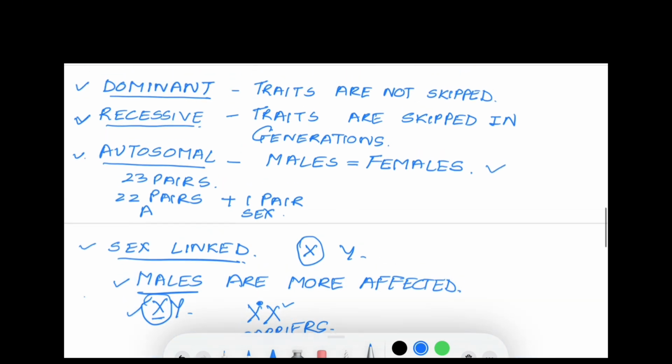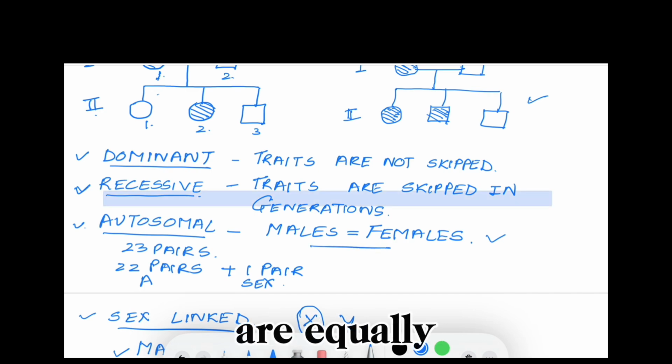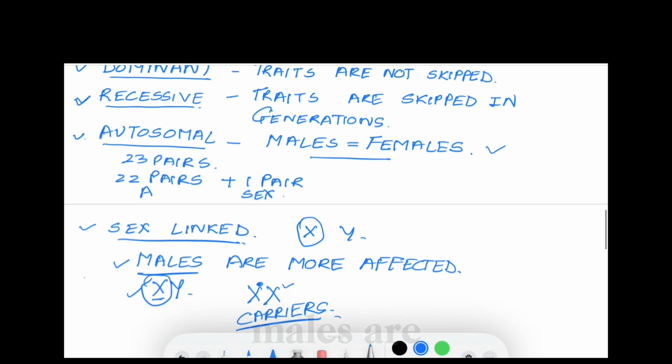So let's go back. A dominant trait is the one in which the trait is not skipped in any generation. It means it is seen in every generation. Then that is a dominant trait. Recessive is when generations are skipped. They do not show the trait in every generation. Autosomal is when males and females are equally affected. And sex-linked is when males are more affected than females.